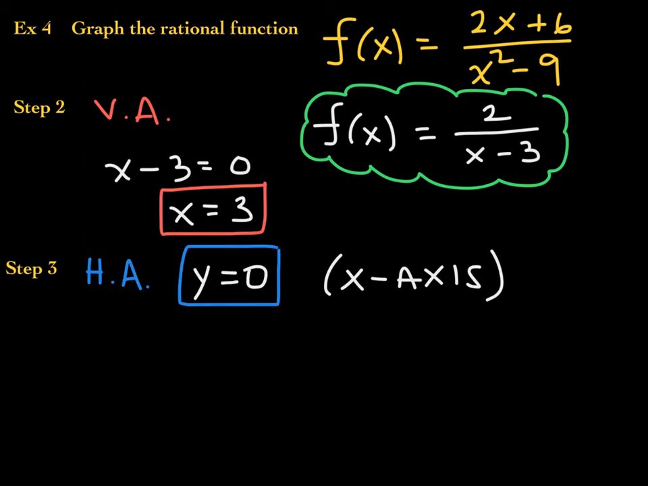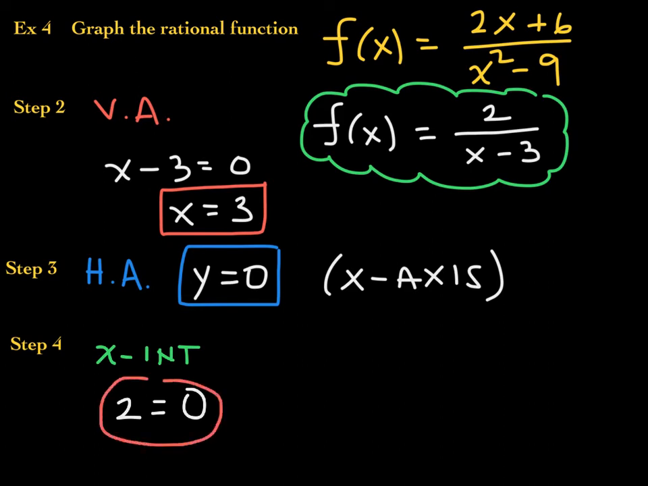Okay, let's find our intercepts. To find the x-intercepts, we take our numerator, which is just 2, and set it equal to 0 and solve. But 2 equal to 0 is a statement that does not make sense. 2 is not equivalent to 0. This is a contradiction. What that means is you do not have any x-intercepts.